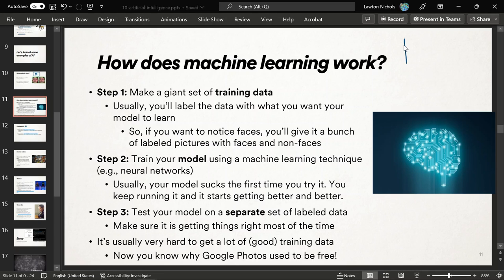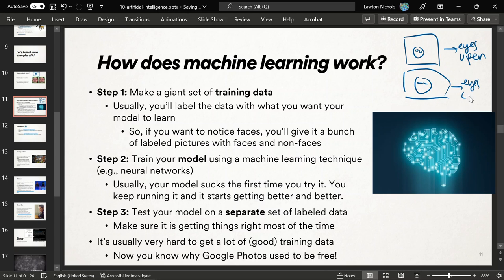So you're going to give a bunch of pictures of people, some with their eyes open, and you'll label that. Like, okay, this picture has a person in it, and their eyes are open. And then you give it a bunch of pictures of people with their eyes closed. You give millions of those pictures to your machine learning algorithm, and it learns to differentiate between them. That's the beauty of it.